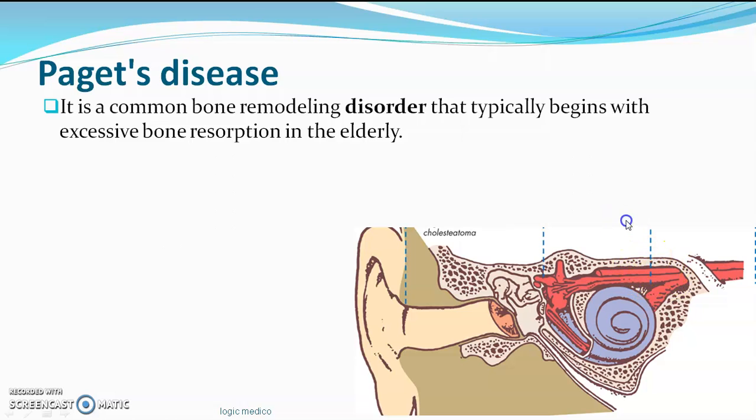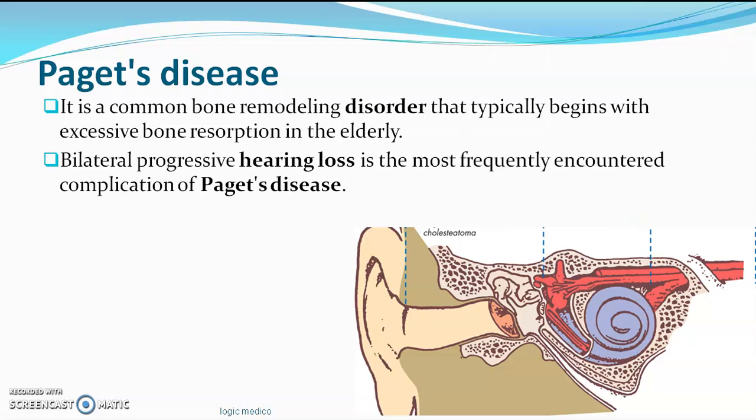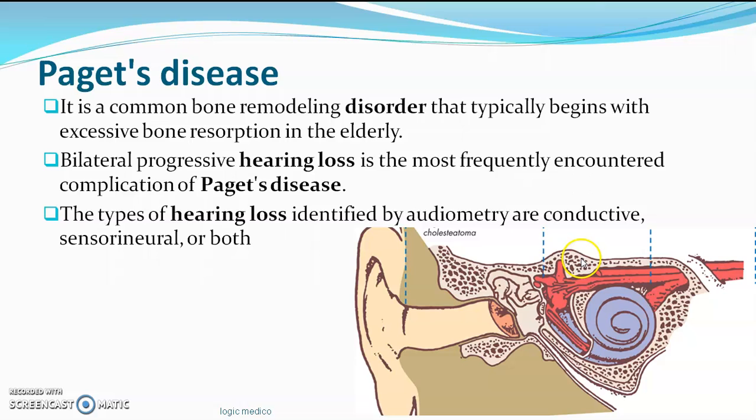The person will have what type of hearing loss? Sensorineural hearing loss they will have. Okay, and it is bilateral, because this is a generalized disease, so obviously you will have bilateral sensorineural hearing loss. Then they can also get conductive type subsequently when it is occluding all the other parts, or they may have both the lesions, but mainly you will get sensorineural hearing loss.